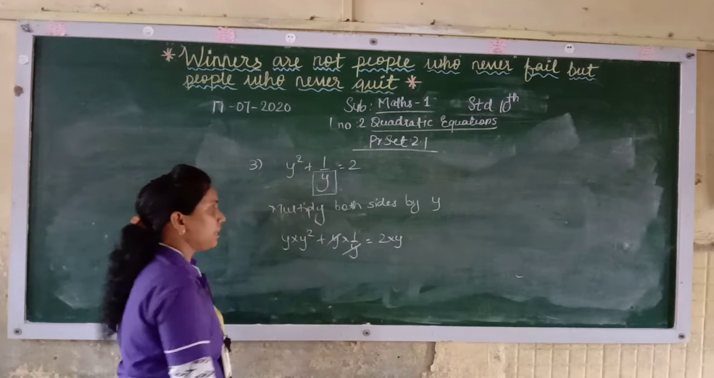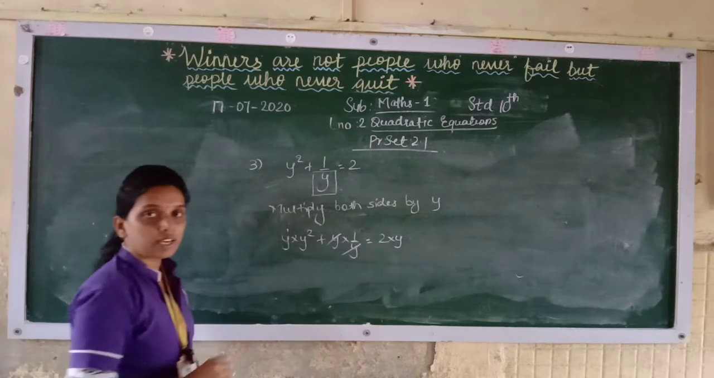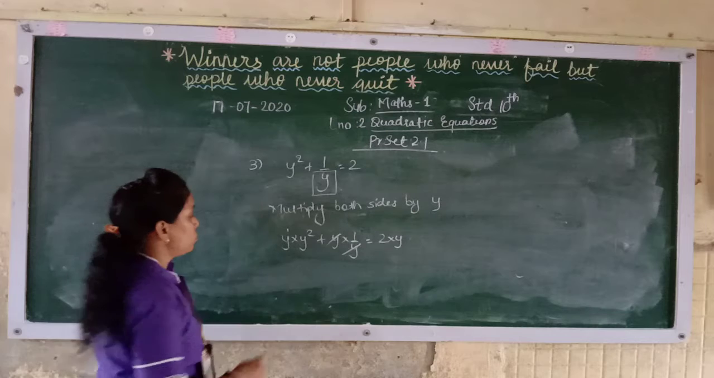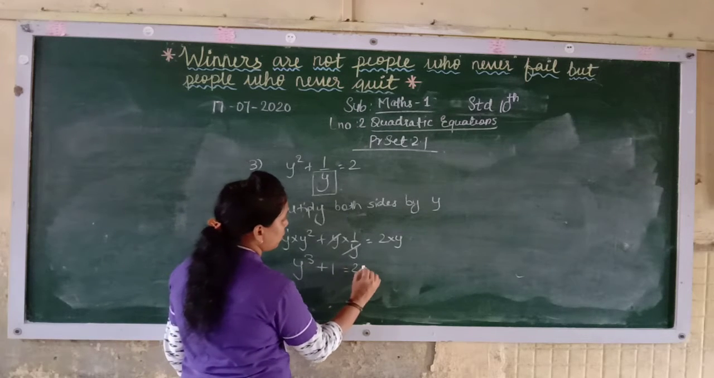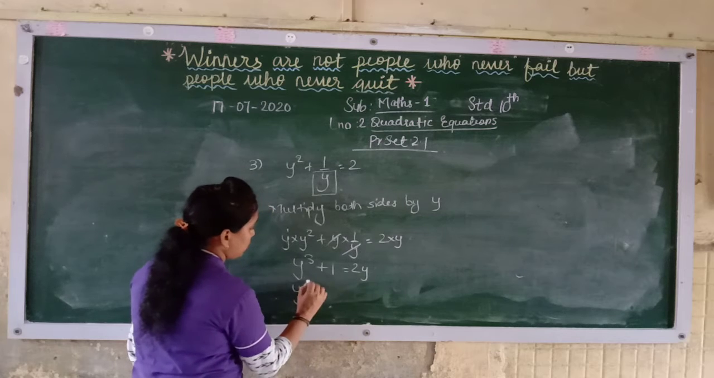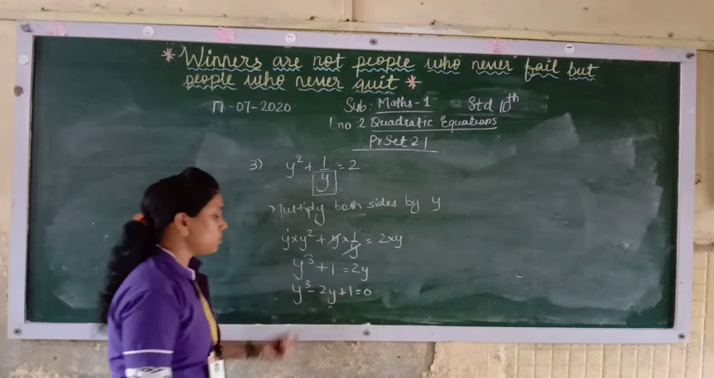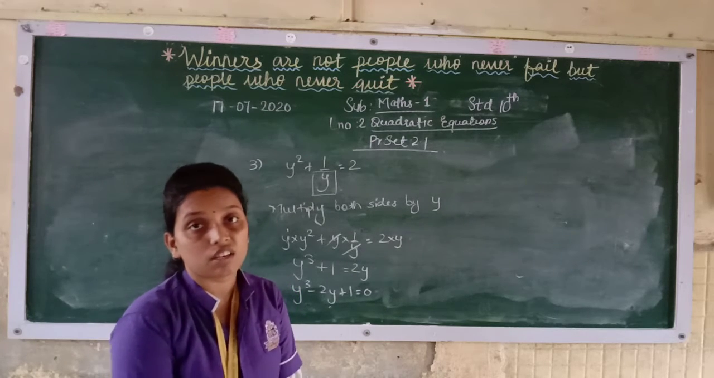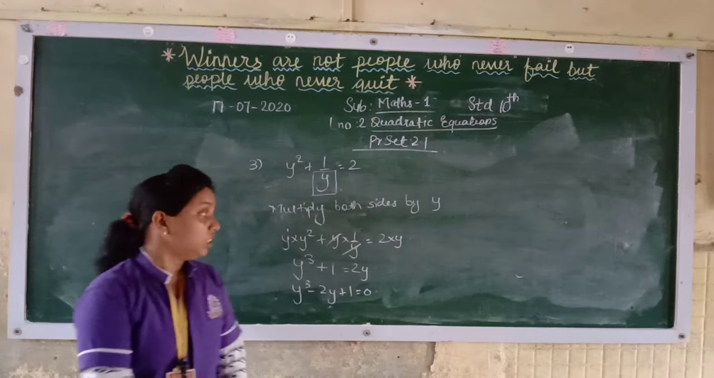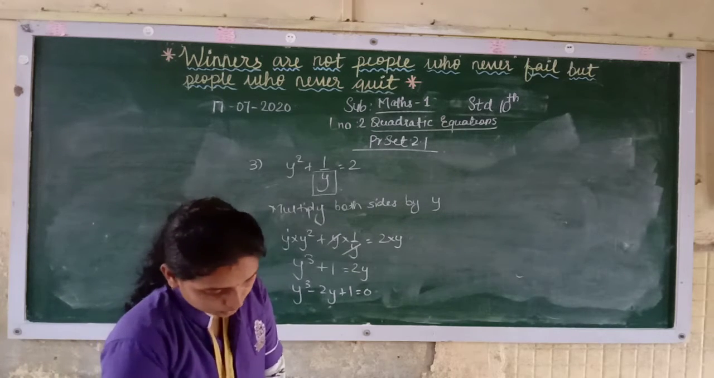This y and y will get cancelled. Now see, when it is multiplied, here it is 1, so the indices will get added. So here it will become y cube plus 1 is equal to 2y. So it is y cube minus 2y plus 1 is equal to 0. Now if you see here, the highest power of the variable is 3. It is not 2. Therefore, it is not a quadratic equation.